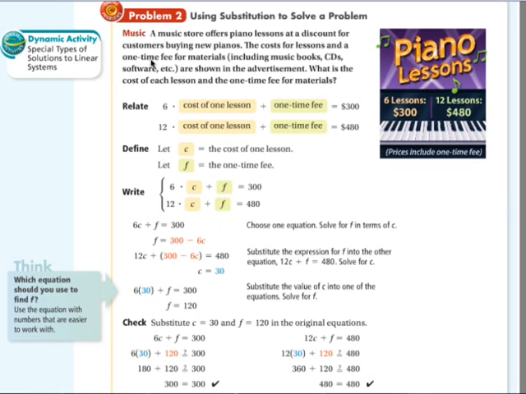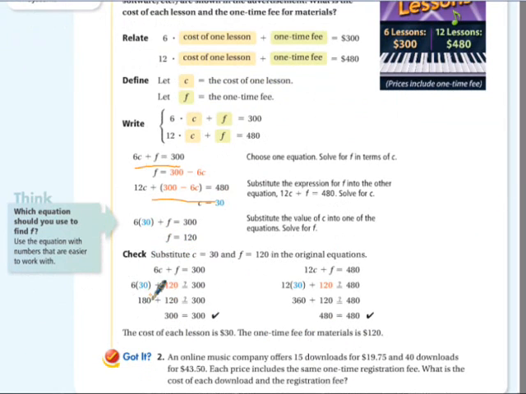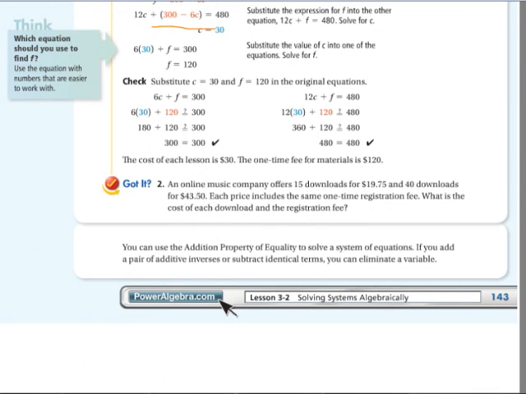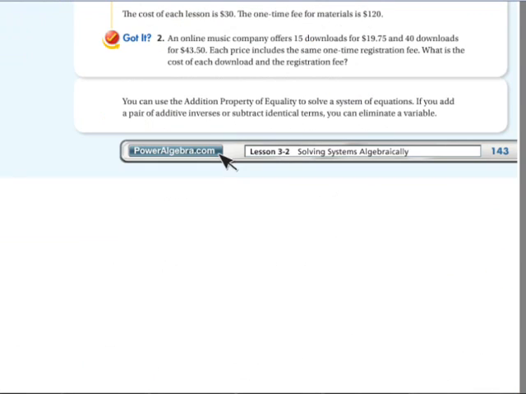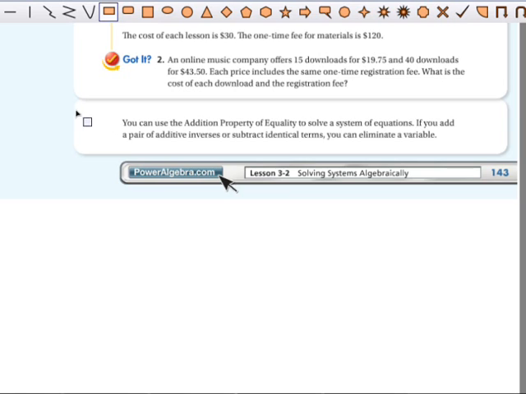We have those two equations, right here and right here, and then we just substitute. We solved for f, the one-time fee, and we got 30. We plug that 30 back in, and we get 120. And so those are our answers. You can check it by substituting and making sure that both equations hold. This is really not that complicated, and again, it's all review. So let's take a look here.